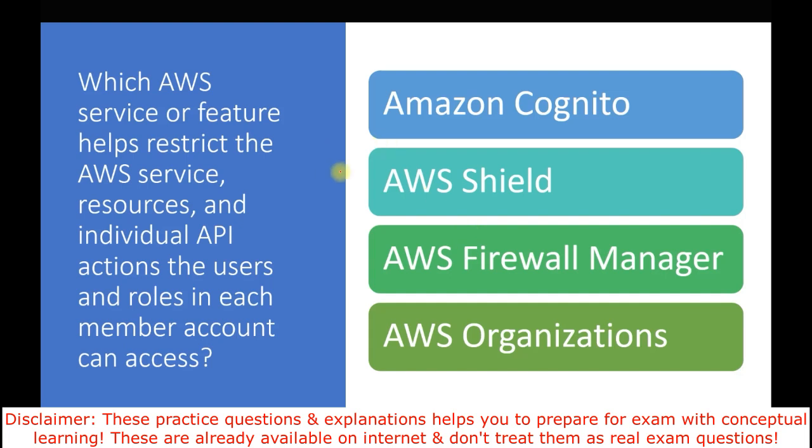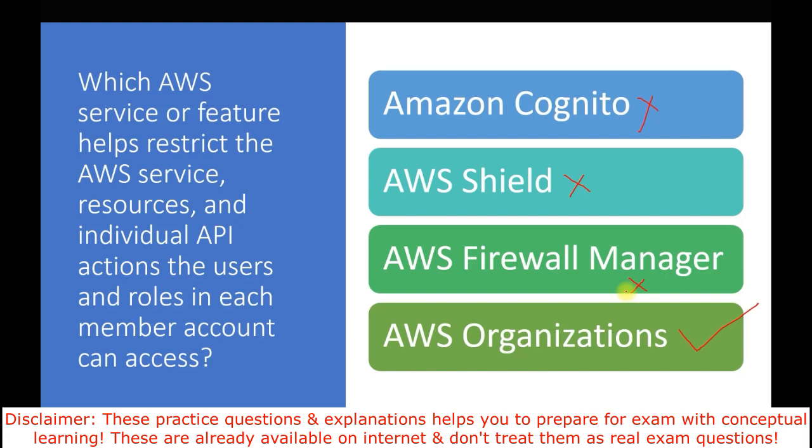Here we are looking for the service which can help us restrict the AWS service resources and individual API access. That can only be done by AWS Organizations. As we discussed, Cognito is only for providing sign-in and sign-up services for mobile applications, so it's not correct. AWS Shield is for protecting from DDoS attacks, which is not what the question asks. And Firewall Manager is for managing security-related services in AWS. So our answer will be AWS Organizations for this question.